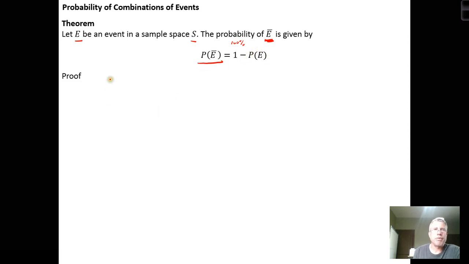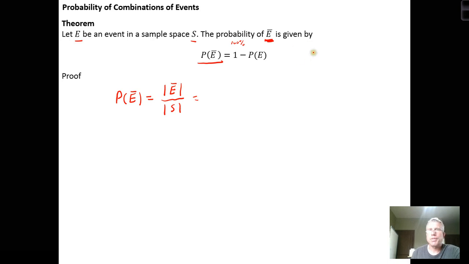So the proof of this would be to identify that, to calculate the I'm not going to write this nicely like a formal proof. Just want to get at the justification for it. So the probability of E complement, well, we know from the definition of probability that it has to be the size of E complement divided by the size of the sample space. But how do we calculate the size of E complement?